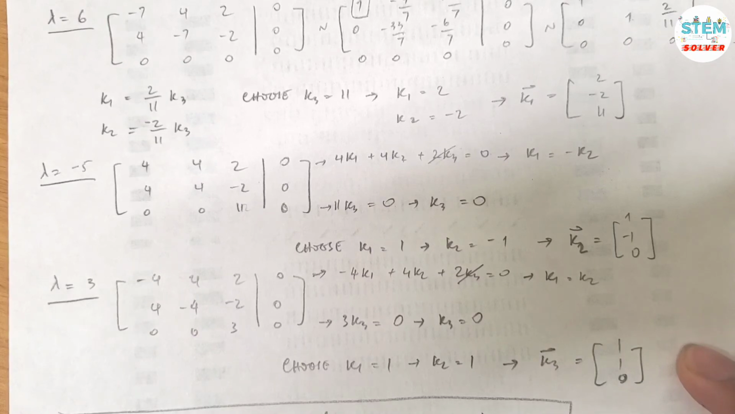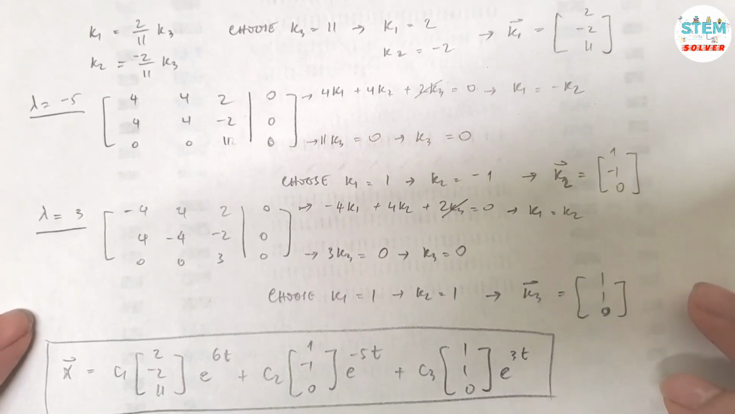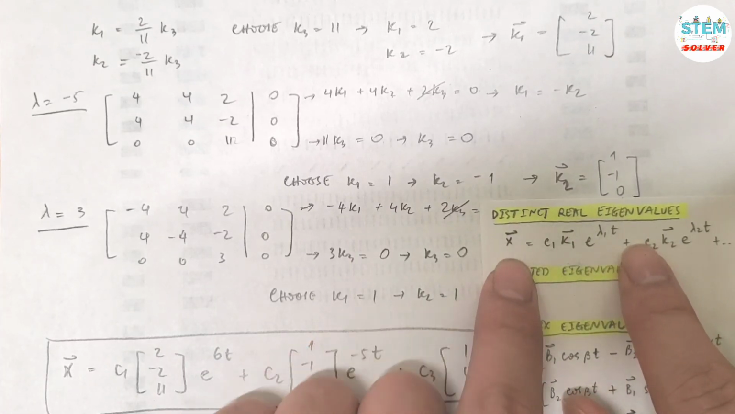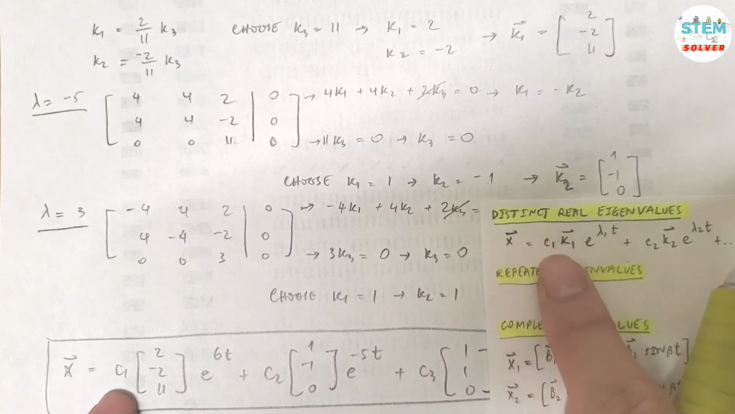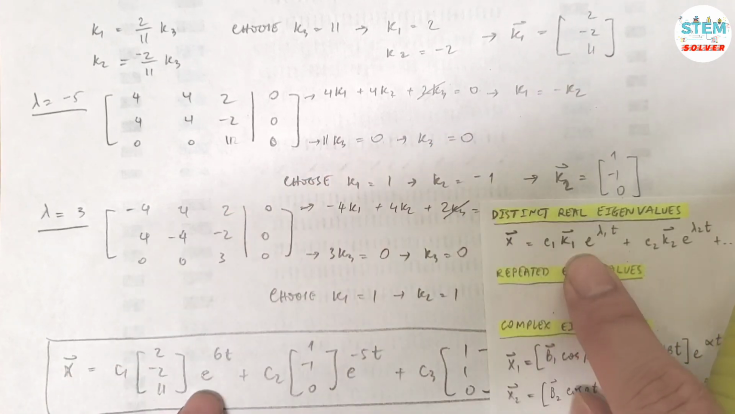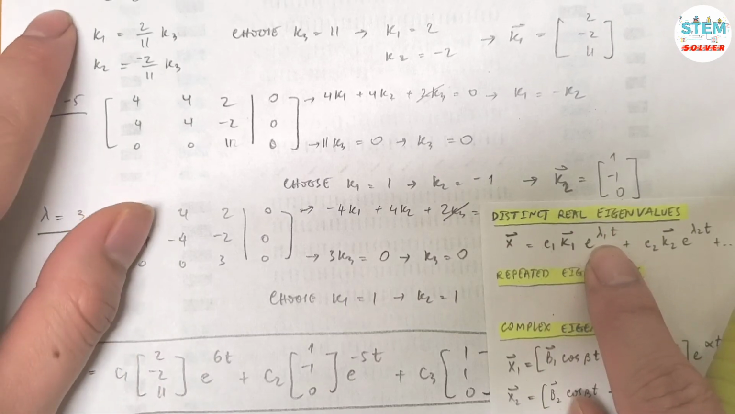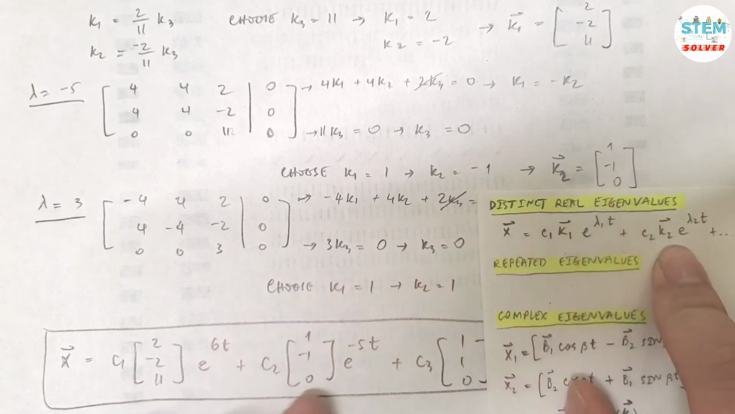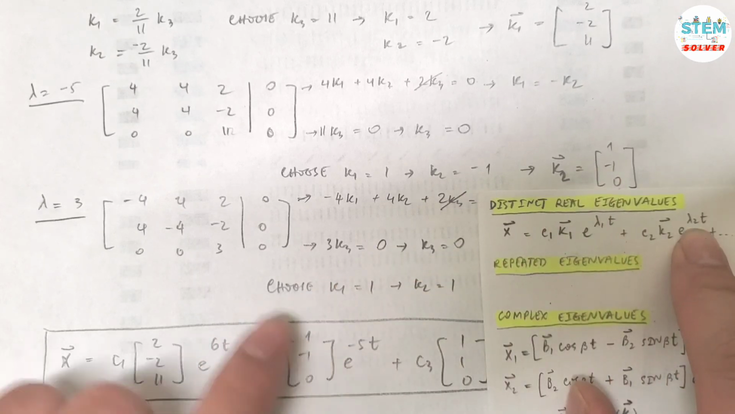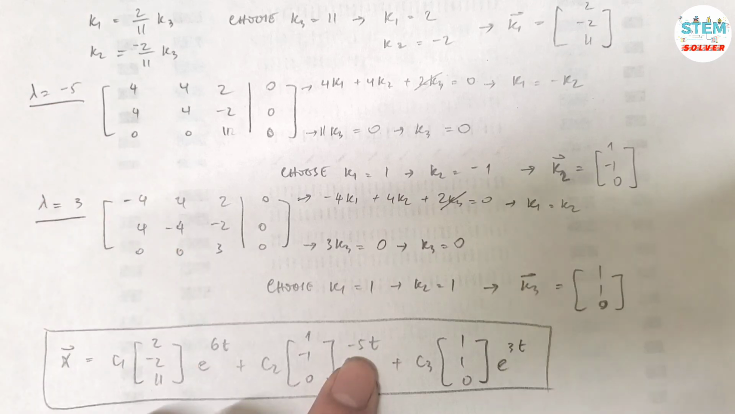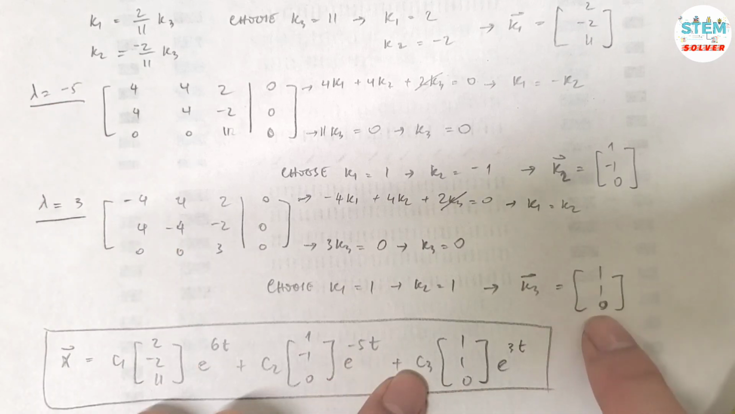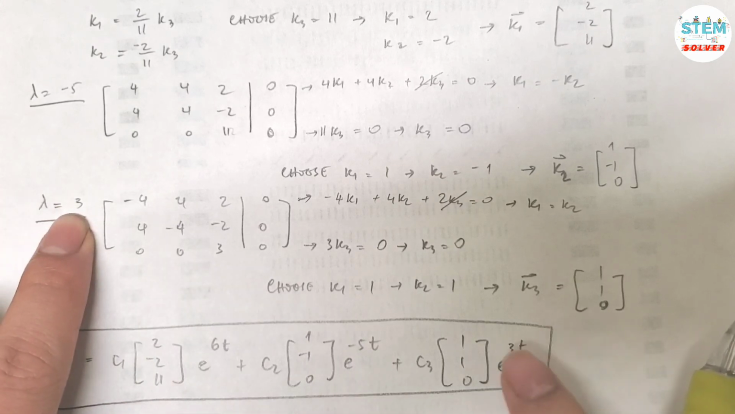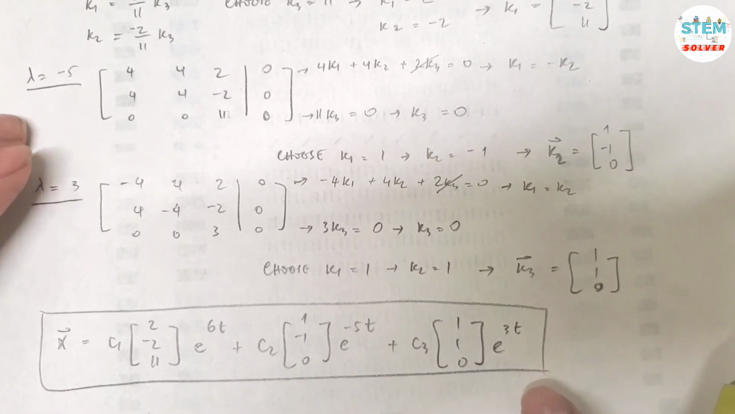Now here's the most important step, which is writing down your final answer. Because you have 3 distinct eigenvalues, your final solution will be given in this form. Vector x equals c1 times k1, k1 is this one, times e to the lambda 1 t. Lambda 1 is 6, so you have e to the 6t, plus c2 times k2, which is this, times e to the lambda 2 t. Lambda 2 is negative 5, so e to the negative 5t, plus c3 times k3, which is this, times e to the lambda 3 t. Lambda 3 is 3, so you have e to the 3t. Right, so here you find your answer.